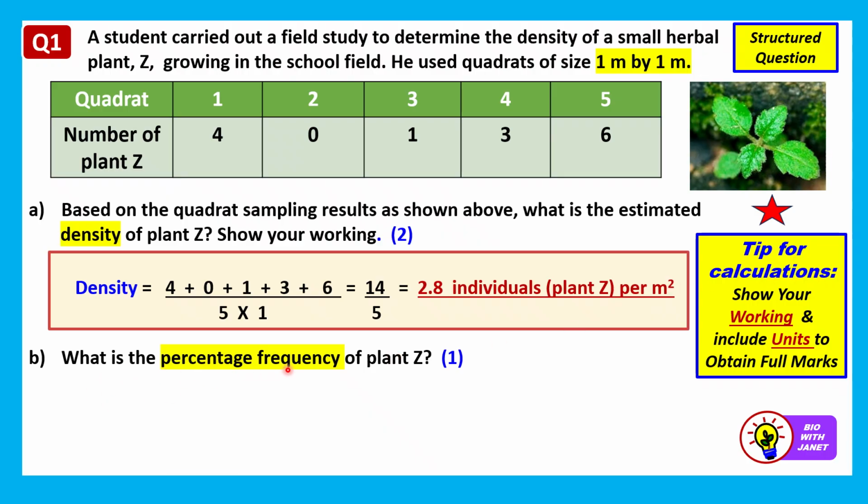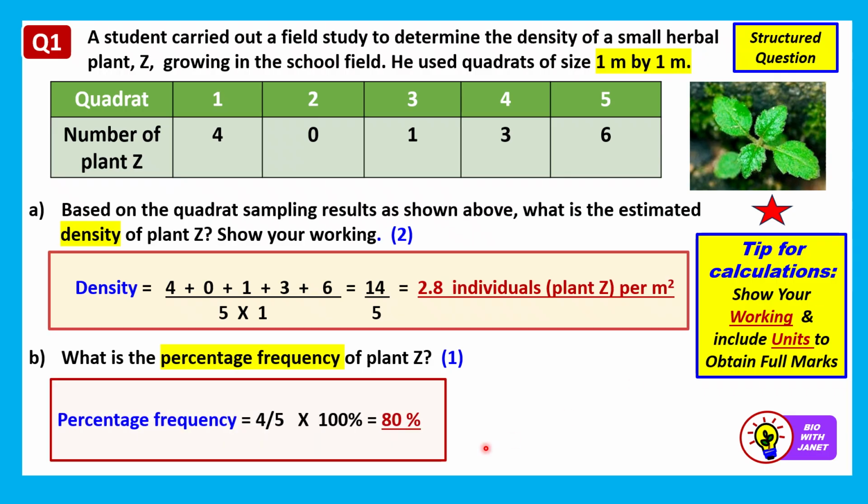Now, what is the percentage frequency of plant Z? So try and recall the formula for percentage frequency. Alright, let's have a look. Percentage frequency equals the number of quadrats that contain the plant, which is 4, right? Out of 5, 4 have the plant. Quadrat number 2 doesn't have the plant. So over the total number of the quadrats, which is 5, times 100%. So the answer is 80%. Take note here that for percentage frequency, the unit is percent. All right.